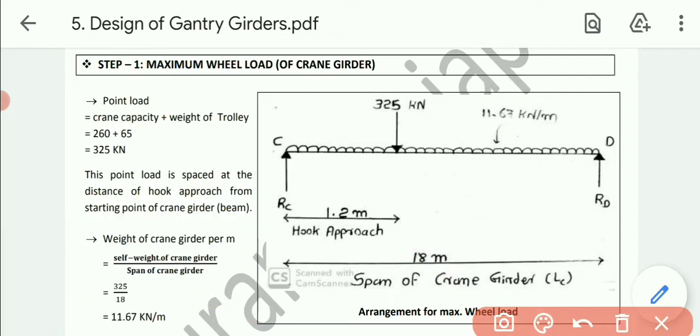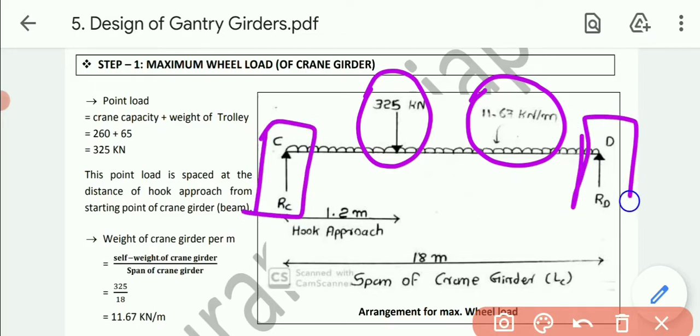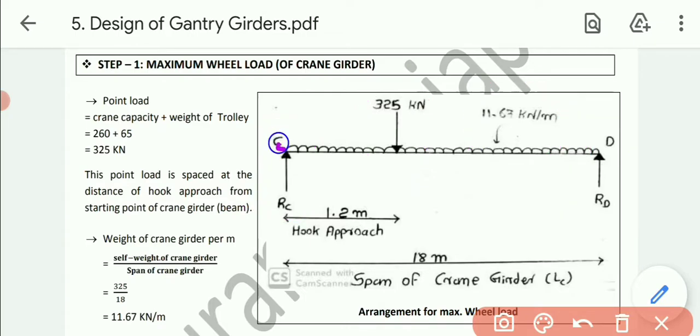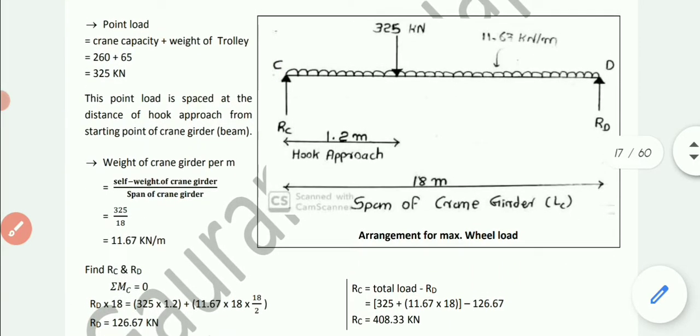So we have finally got two loads, point load as well as UDL over the crane girder. Now I need to calculate these reactions, because wheel load is nothing but, we can say, the combination of reactions. So for that we need to calculate RC and RD. Let's take moment at C.